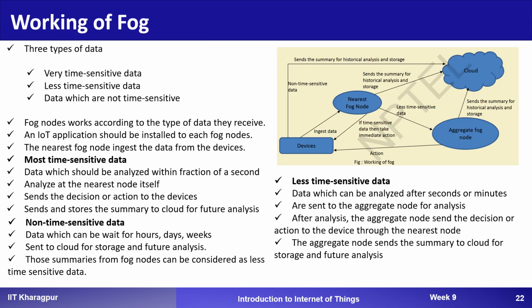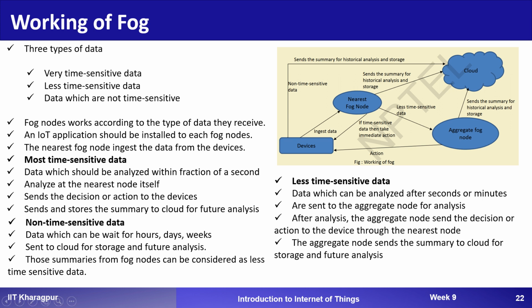Now as I have already told you, in case of your IoT we need to categorize the data. So basically there are three types of data that can be used. First one is your very time sensitive data, next one is your less time sensitive data, and then data which are not time sensitive at all. So based on this categorization, it can be decided which data can be processed at your fog node and which data can be processed or analyzed at your cloud.